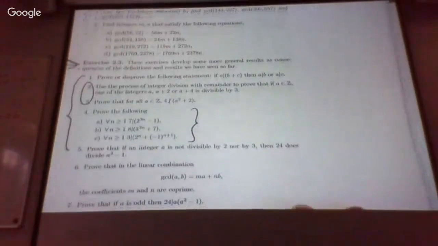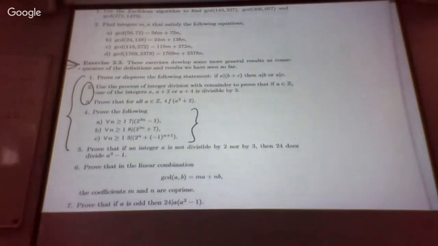Now in exercises 2.3, we've done a selection of those already on these induction proofs.